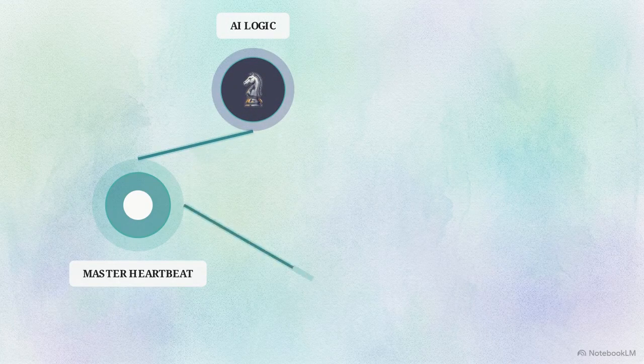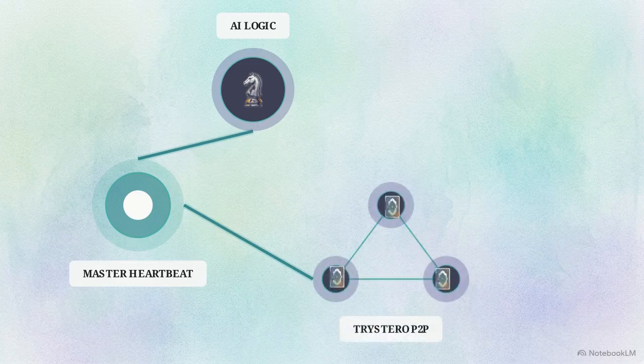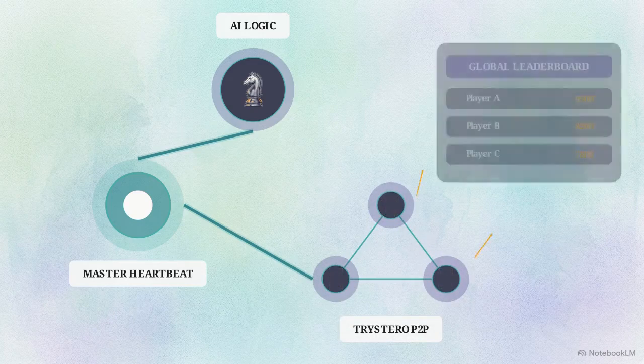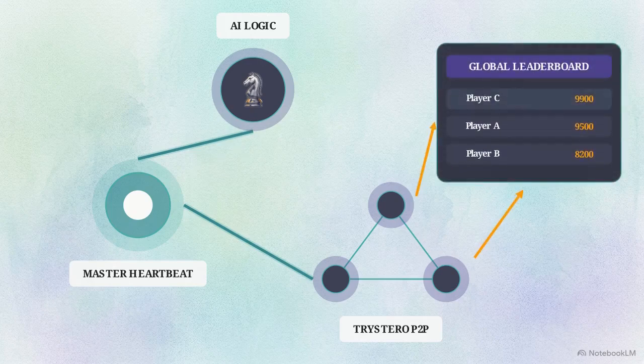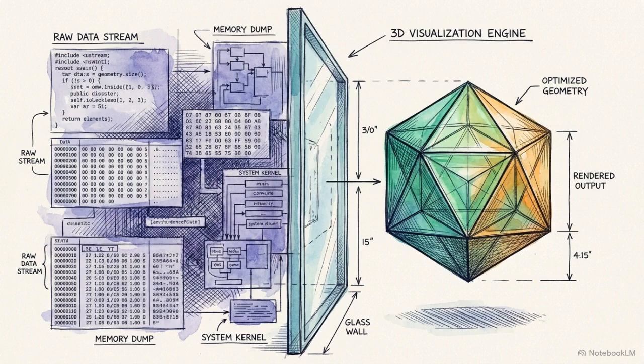Simultaneously, a serverless peer-to-peer layer, Tristero, manages external multiplayer states for collectible card battles, seamlessly syncing local audio states to instantly update global leaderboards. React's strict component structure is vital here. It isolates these heavy interactive and networking calculations from the visual rendering pipeline, preventing the UI from stuttering.